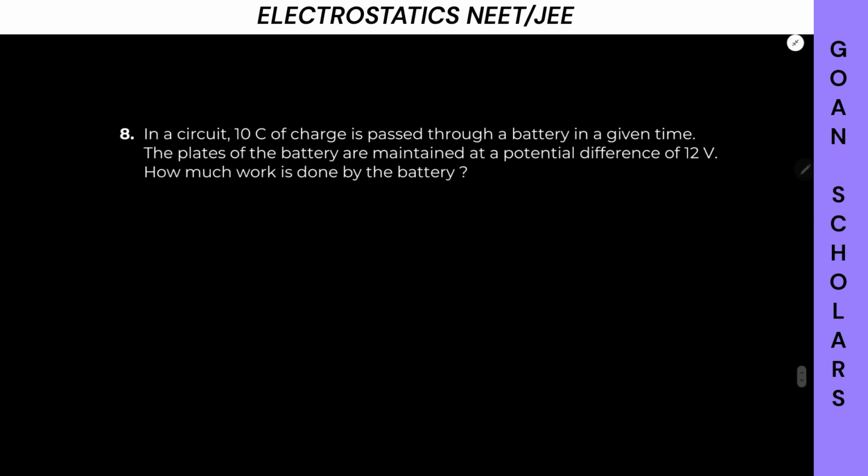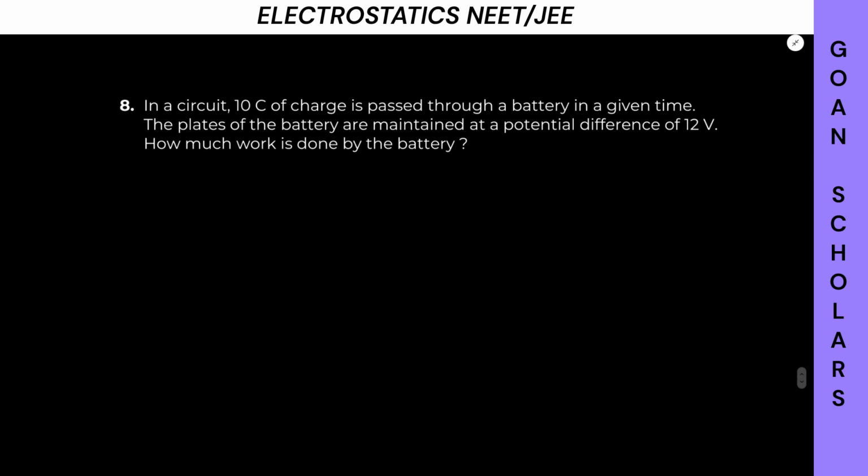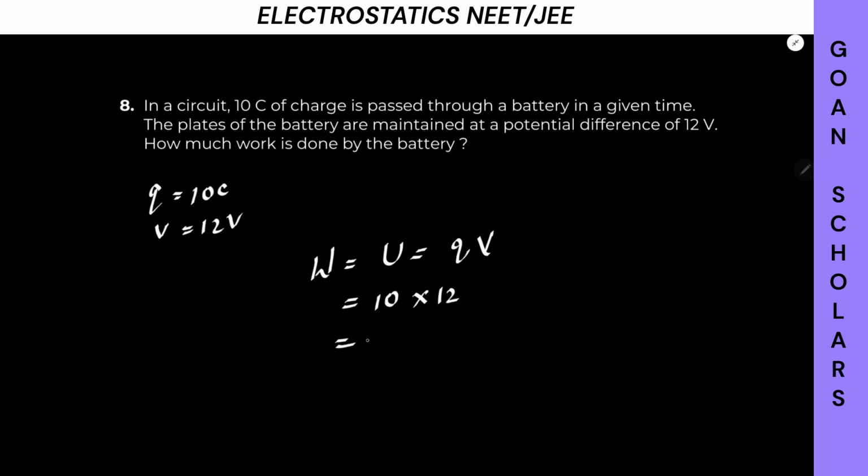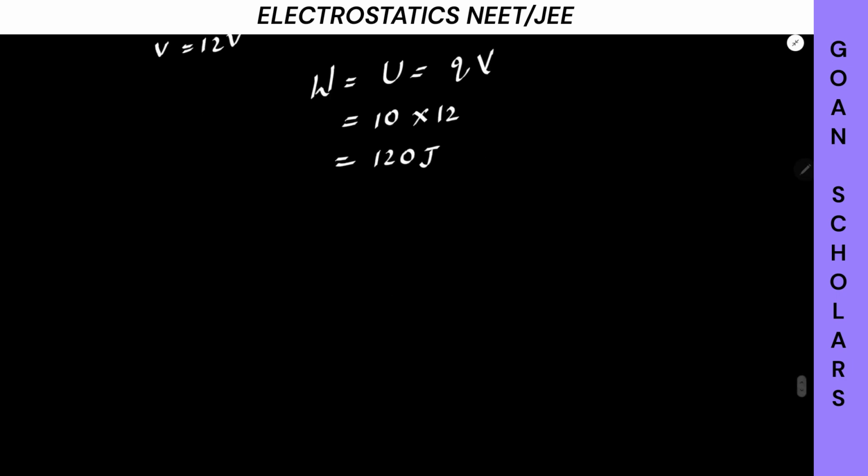Let's move to our next question. Question 8 says, in a circuit, 10 coulomb of charge is passed through a battery in a given time. So Q here is 10 coulombs. The plates of the battery are maintained at a potential V equal to 12 volt. How much work is done by the battery? So we know that work done is nothing but the potential energy stored in the system. So that is charge into potential. Charge is how much? 10, and V is how much? 12. It will be 120 joules, right? Done. This was our 8th one.